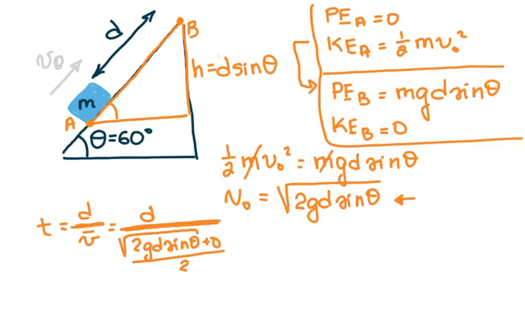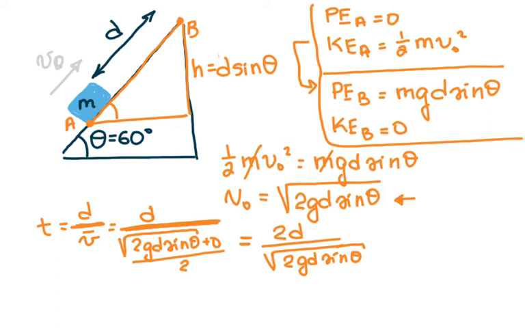So dividing by a fraction is the same as multiplying by a fraction. So 2 is going to go to the top, so I have 2d. And then on the bottom, I have the square root of 2gd sine theta. That's the time. Now I need to find acceleration, because what they ask in the question is, what's the approximate acceleration of the block at the instant that it reaches the highest point of the inclined plane?